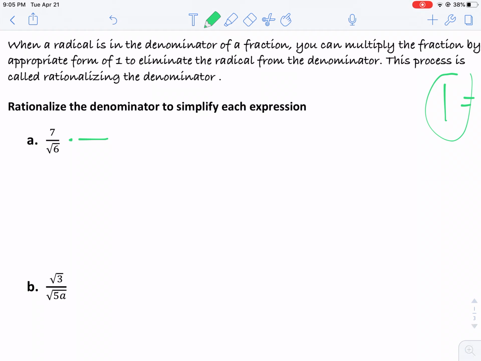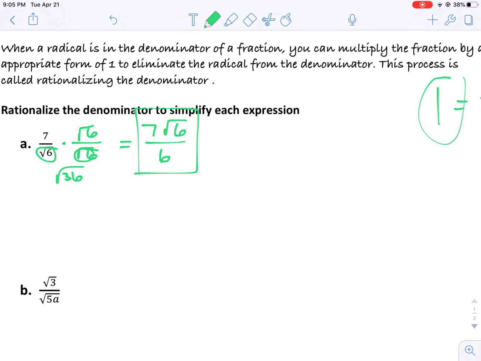So what we're going to multiply by is root 6 over root 6. So that's our version of 1. So in the numerator, that would be 7 root 6. And then on the denominator, root 6 times root 6 is going to be root 36, which is regular 6. Okay, this would be our answer.